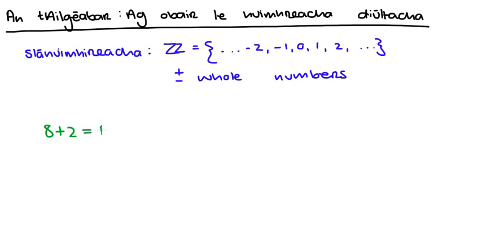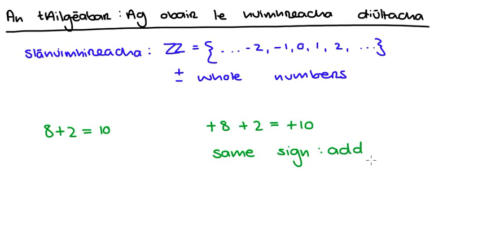So let's look at some examples. We know plus 8 plus 2 will give us 10. We're noticing that the signs are the same, so we add and we keep the sign of the bigger number. So both the numbers have the same sign, we add and we keep the sign.